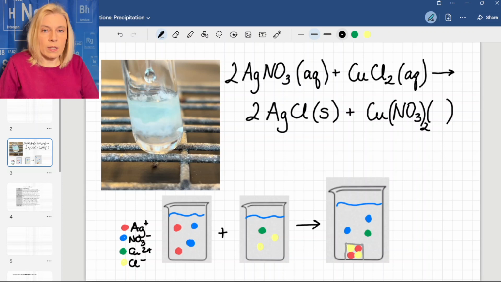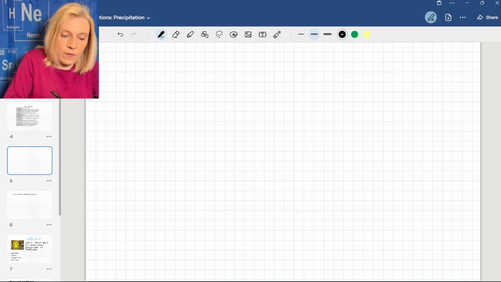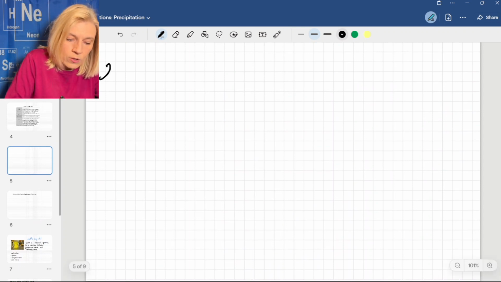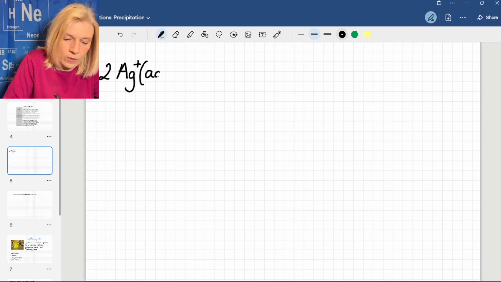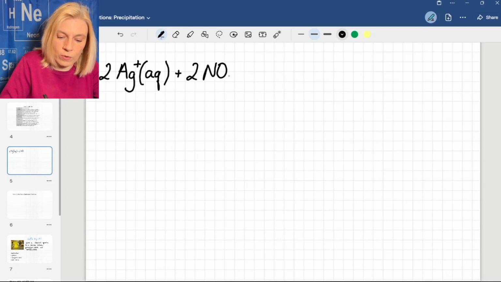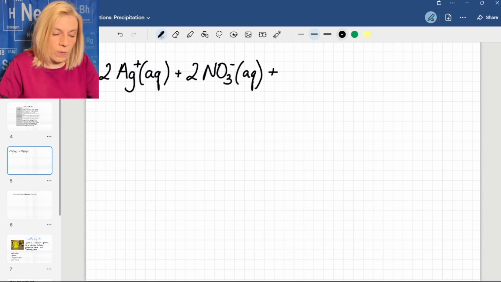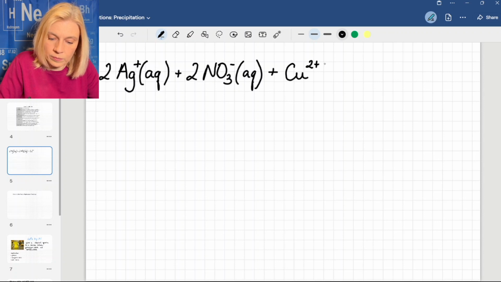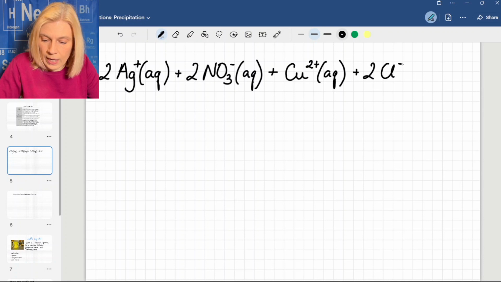We're going to call it complete ionic reaction. So let's go to that new page. And let's write what we saw in the picture. We had 2 silver ions swimming together. Silver is always +1. We had 2 nitrate ions swimming together. We also had, now we're going to the other beaker, a copper ion swimming, and we had 2 chloride ions swimming.